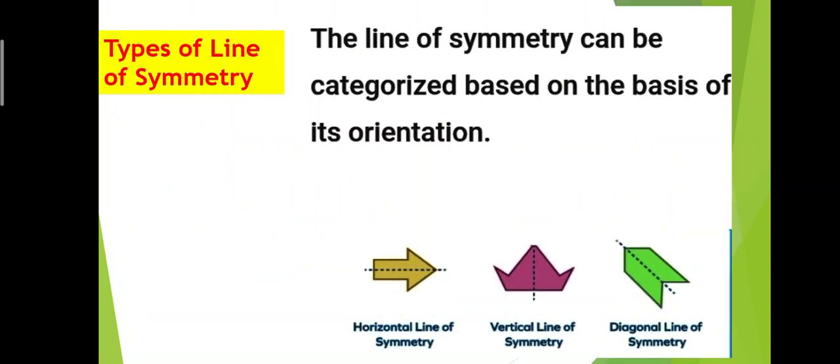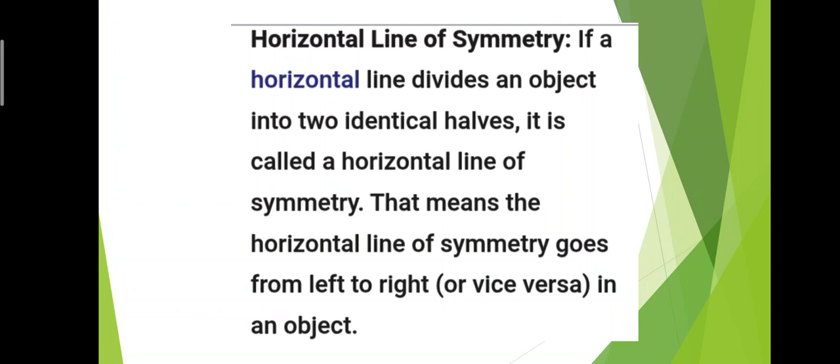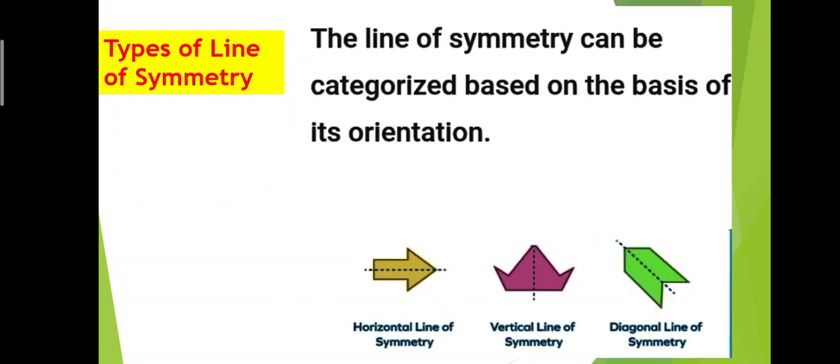Types of line of symmetry. The line of symmetry can be categorized on the basis of its orientation. Number 1, horizontal line of symmetry. If a horizontal line divides an object into 2 identical halves, it is called a horizontal line of symmetry. This means the horizontal line of symmetry goes from left to right or vice versa in an object. It is an example of horizontal line of symmetry.